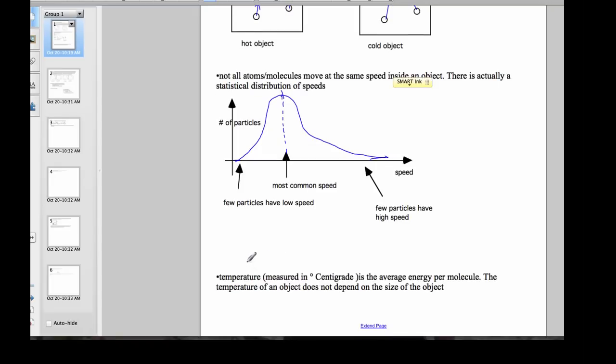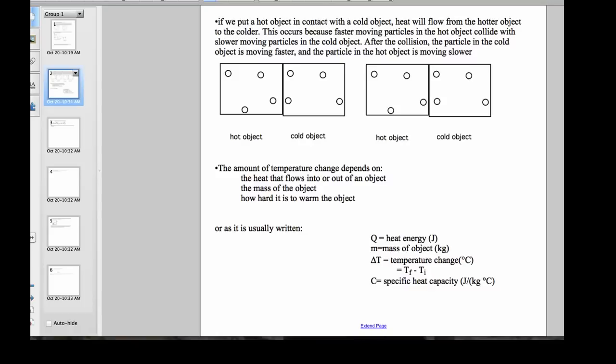Now, what we call temperature is a measure of the average energy per molecule. And the temperature doesn't depend on the size of the object. Now, if we put a hotter object in contact with a colder object, we know that thermal energy is going to transfer from the hotter to the colder. Here's a mechanical model that shows how that happens.